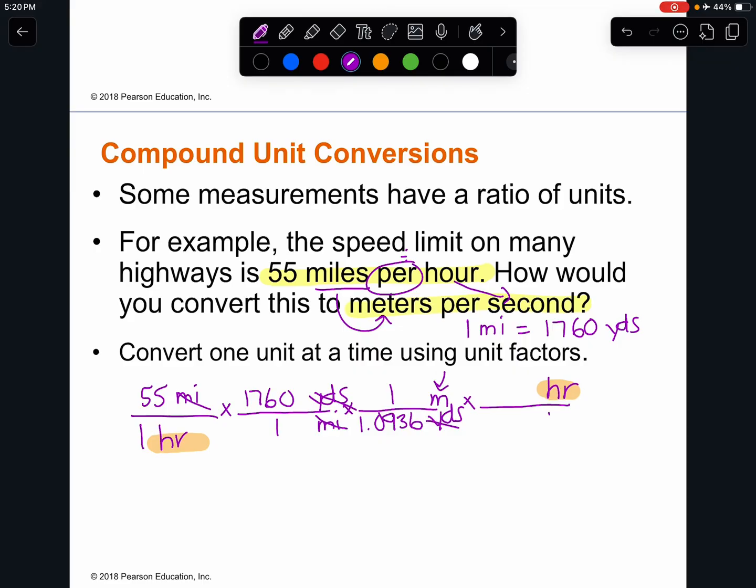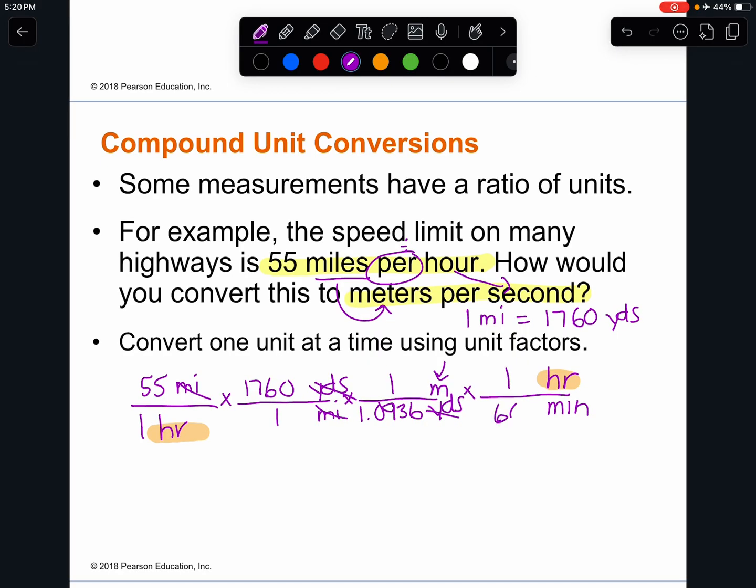So hour goes on the top to cancel it out, and then we need to get to second. So I'm going to go to minute first. So 1 hour is 60 minutes. And then I'm going to go ahead and cancel out minute again by putting it on the top and finishing it with second on the bottom. 1 minute has 60 seconds. Okay? So now we do not do the calculations in between. We write this all out and then we do it. So let me show you how I do it.